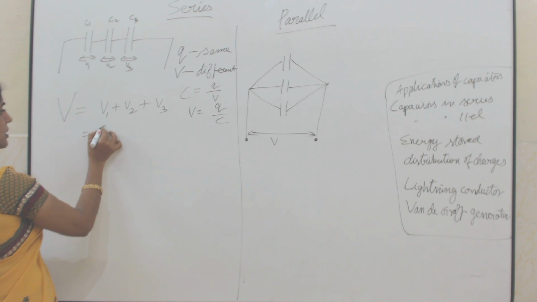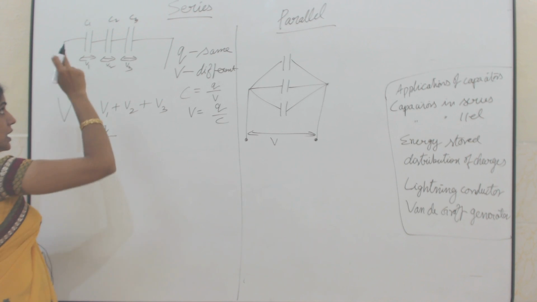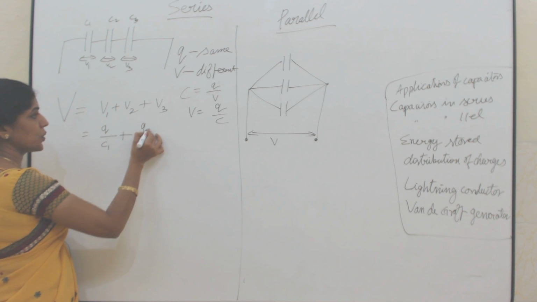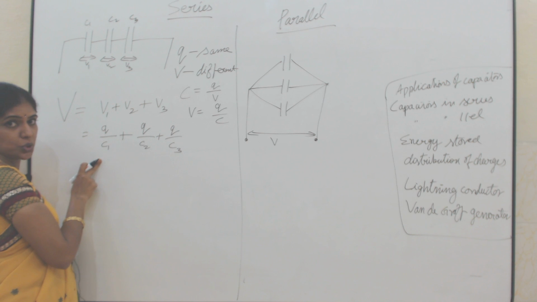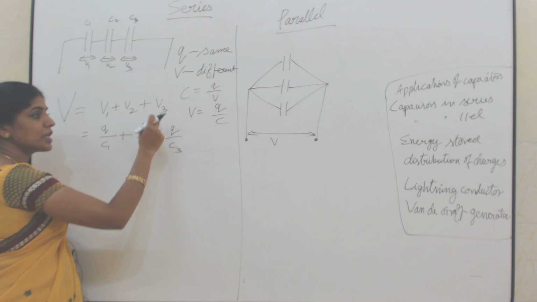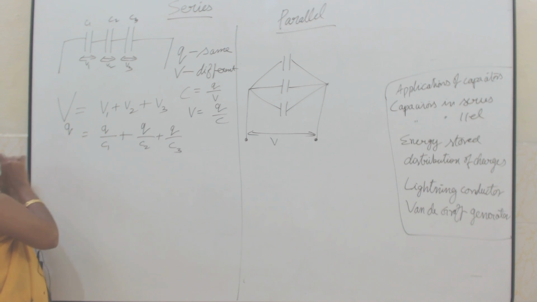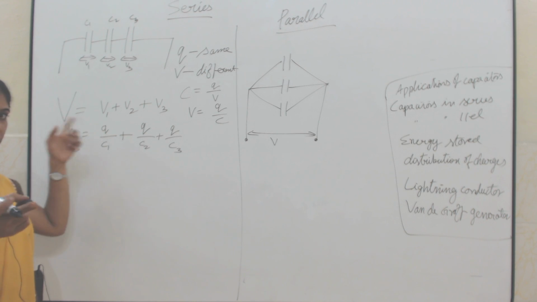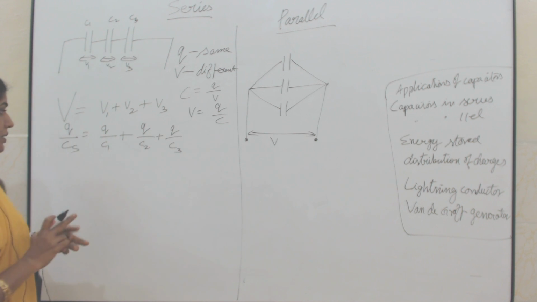Here, V1 is Q by C1. Why am I not writing Q1? Because the charges developed in all three capacitors are the same. Plus Q by C2, plus Q by C3. V1 equals Q by C1, V2 equals Q by C2, V3 equals Q by C3. Now this is the total potential. Let Q be the total charge developed here, and let Cs be the effective capacitance when the capacitors are connected in series.